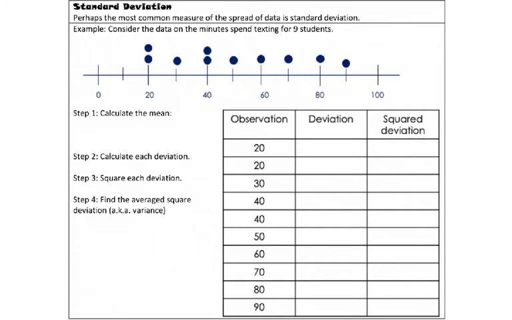First thing we're going to do is calculate the mean. Anytime you see this symbol, an x with a little tilde over it, that means mean. If I add all these up and divide by 10, I get 50, so the mean is 50.